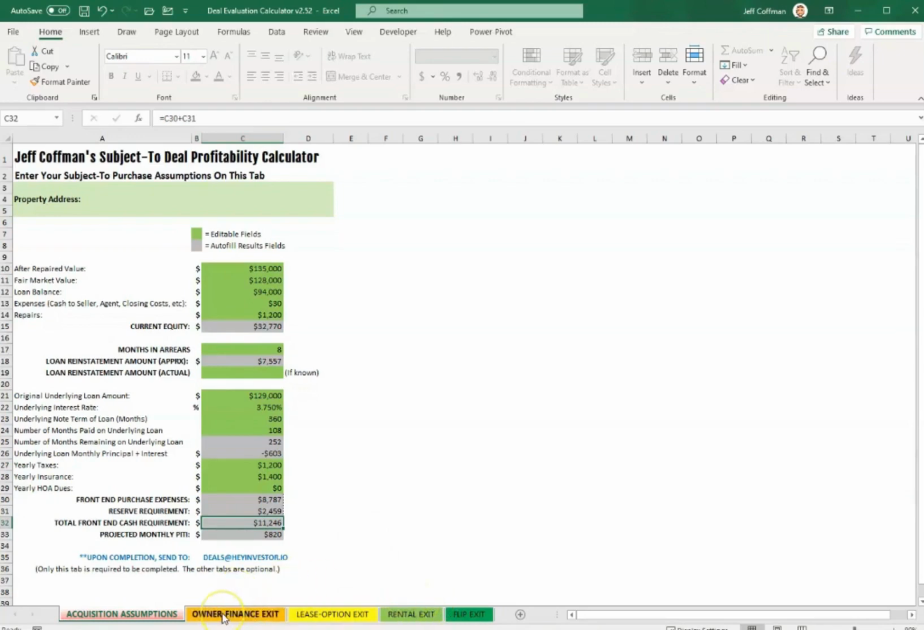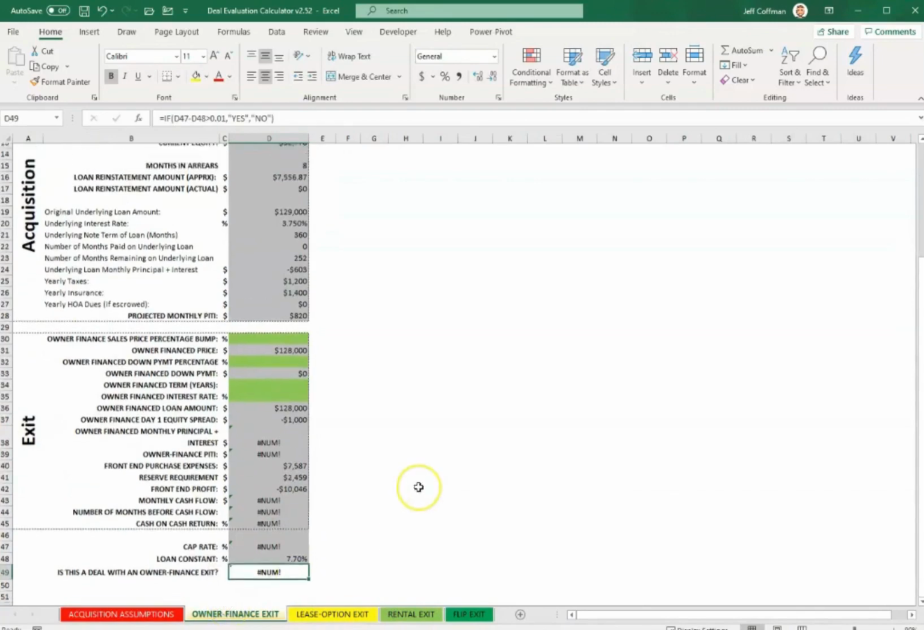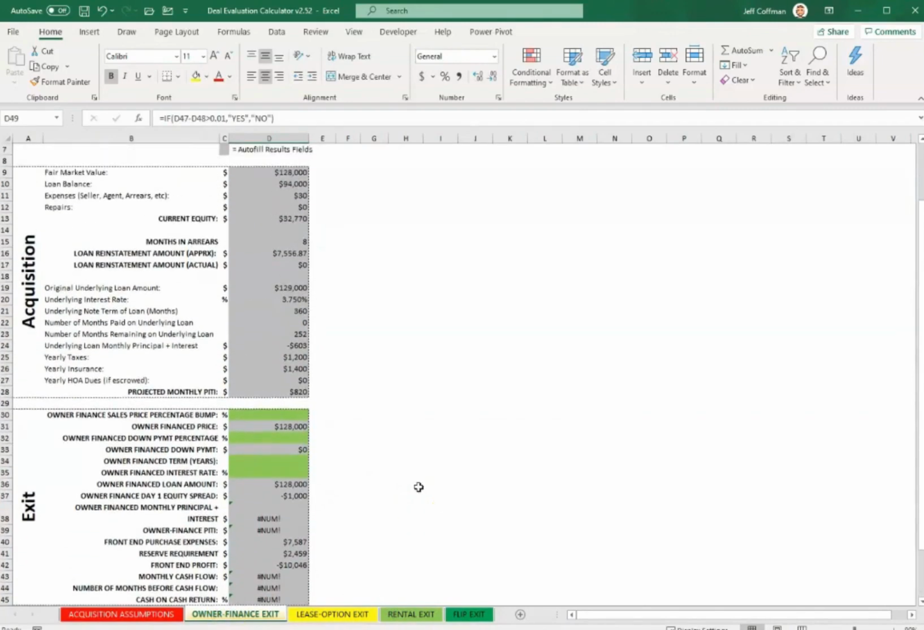That doesn't come into play until we get into these tabs, which let's go ahead and jump into the owner finance exit tab. Now, with owner finance, once I buy this property subject to, I'm going to sell that property on a contract for deed to an end buyer, an owner occupant who is going to live in the property.